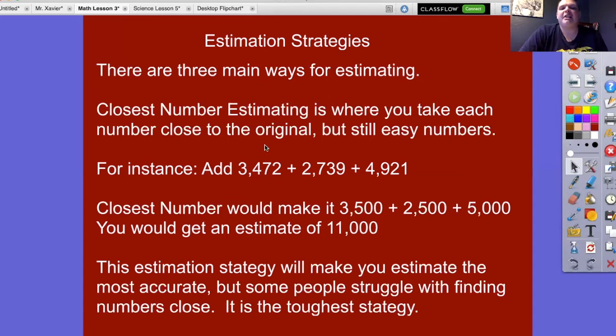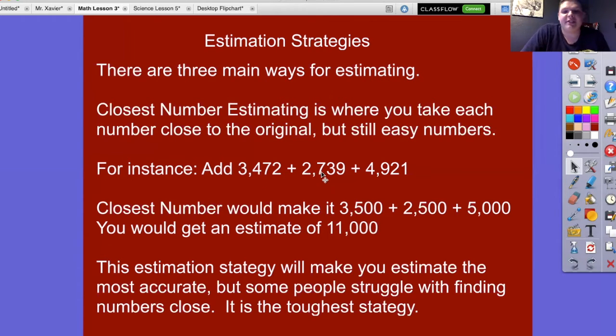So you're just gonna find numbers that are close to the original, but still pretty easy numbers. This one, you're gonna use a lot of numbers in between the thousands, maybe between 3 and 4,000. That's too big of a gap for you. So it was too big of a gap for me when I practiced this. So for instance, we're adding the same numbers again.